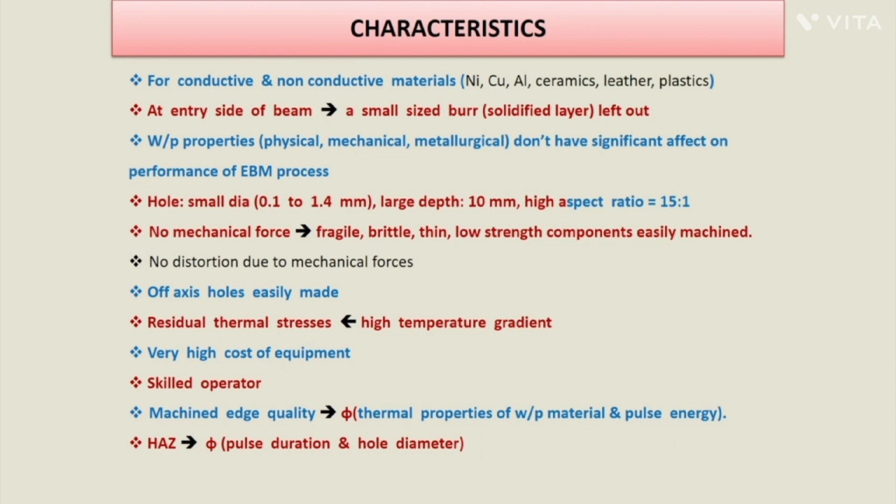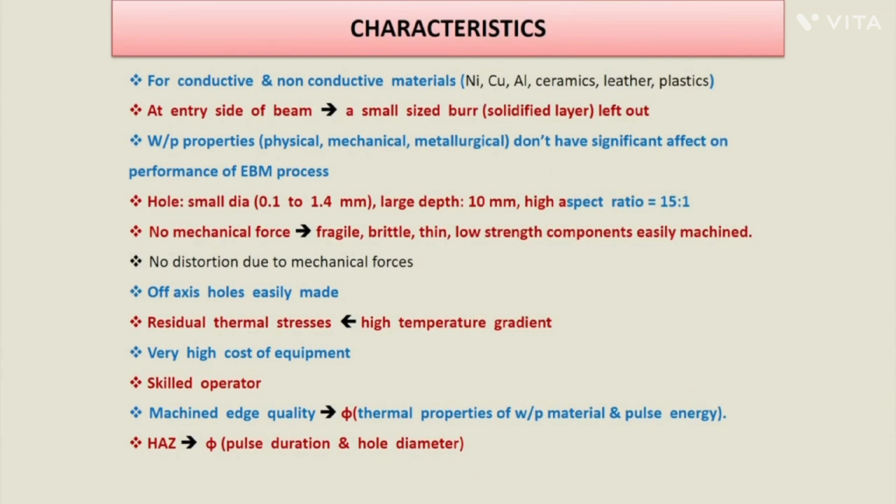At the entry side of the beam, it is observed that there is a burr, because the recast layer or vaporized material is coming outside. While these vaporized materials are coming outside, it generates a recast layer at the entry site also. Because of this recast layer, a small amount of burrs is visible at the entry site of the workpiece. So at the entry side of the beam, a small solidified layer is left.